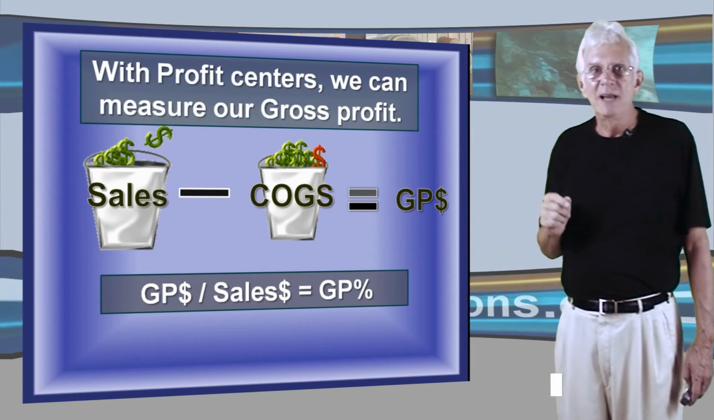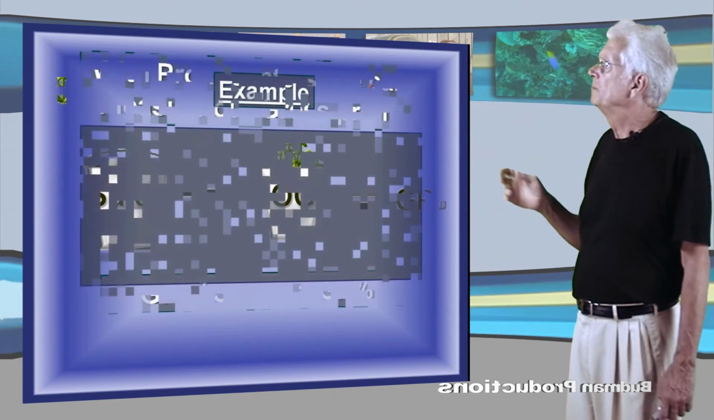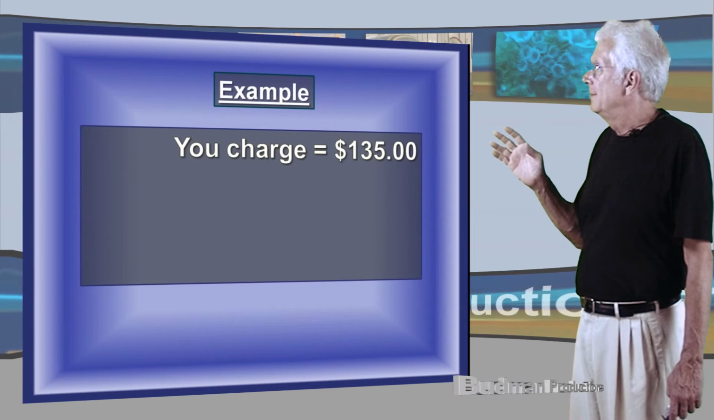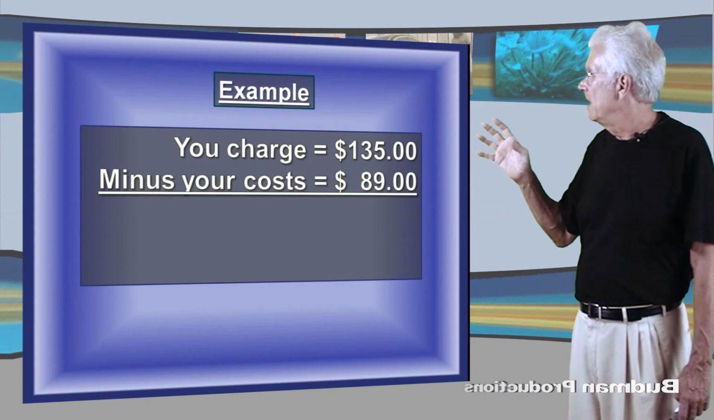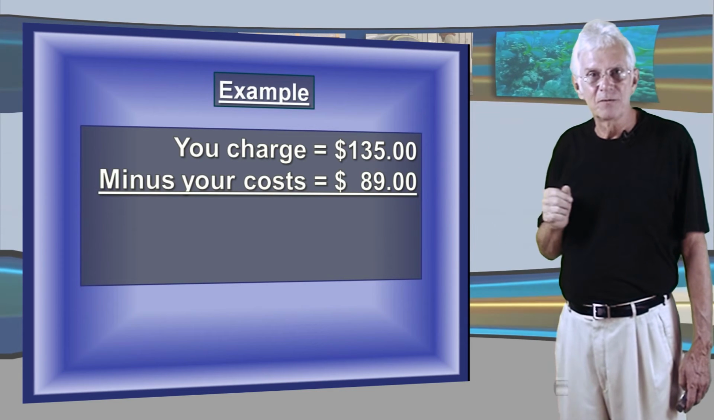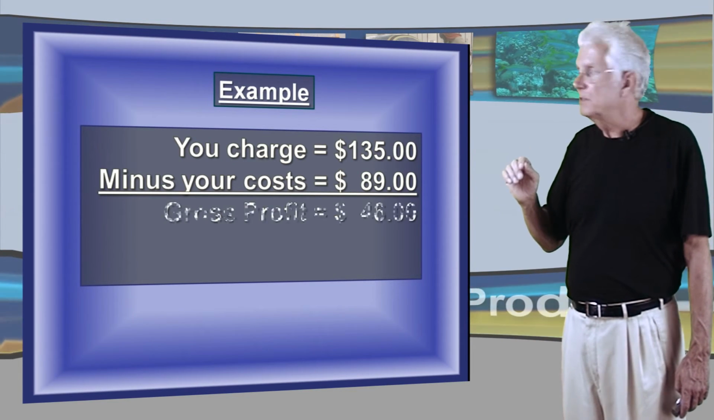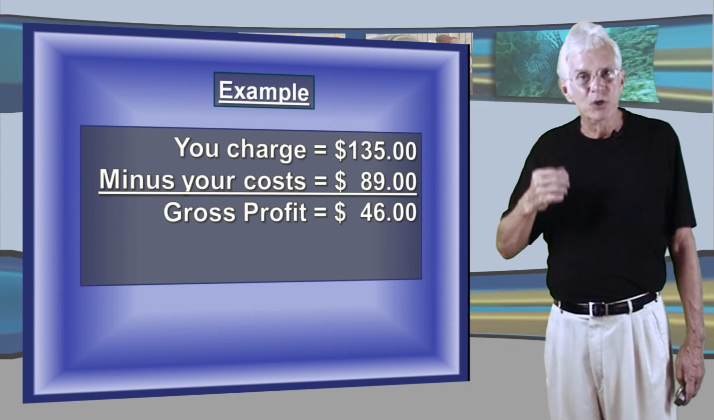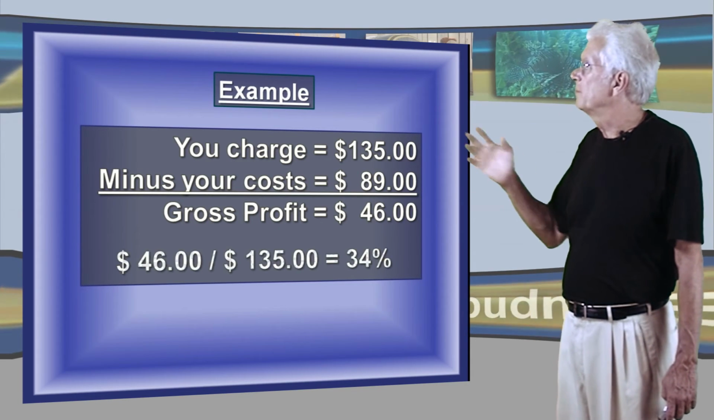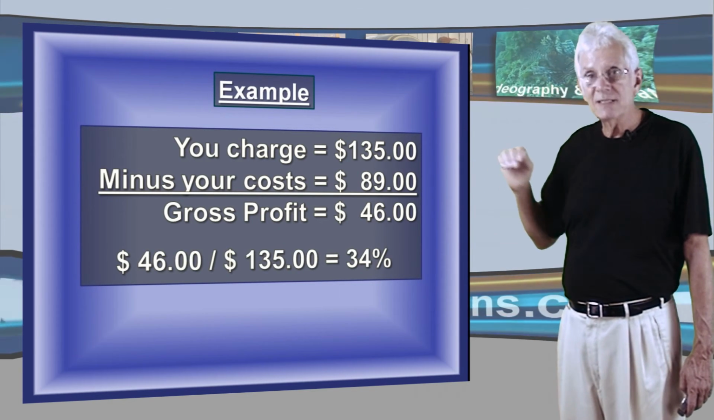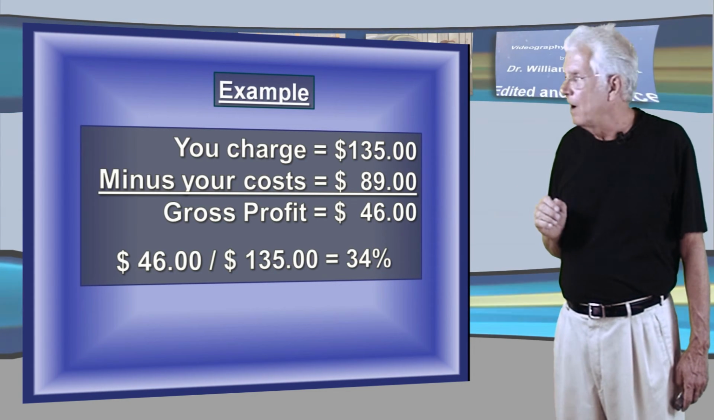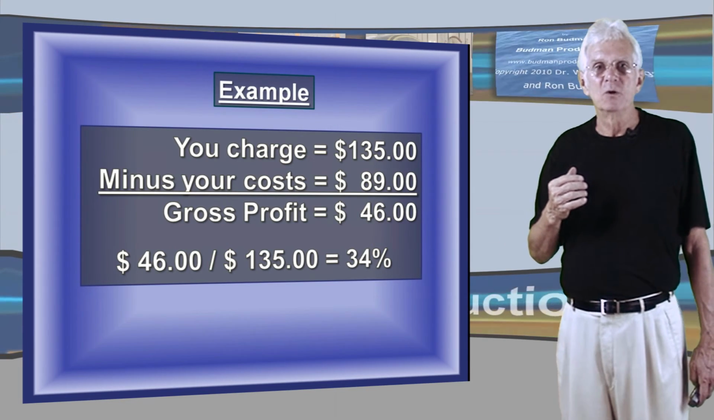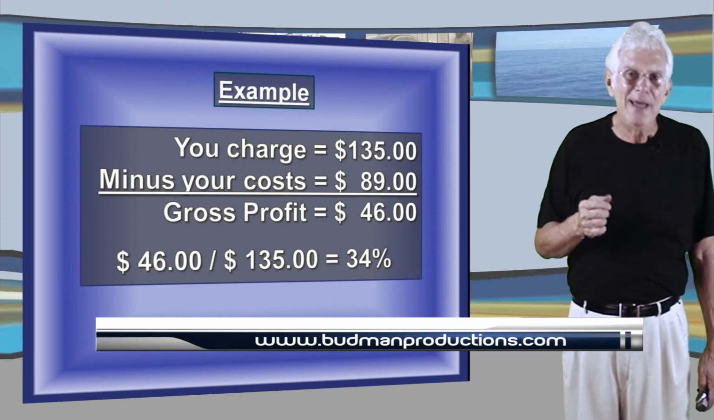Let's take a look at this in an actual illustration. Example, you charge $135 for a part, and we take our cost or our invoice off of that of $89. So that's what I got to pay the dealer for the part. My gross profit dollars then is $46, $135 minus $89. Now, I should know my gross profit percent. My gross profit percent on that part would be $46 divided by $135 or 34% gross profit. That's how we figure out these gross profit percentages that you see in all the auto body magazines.